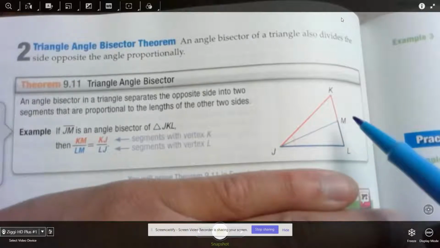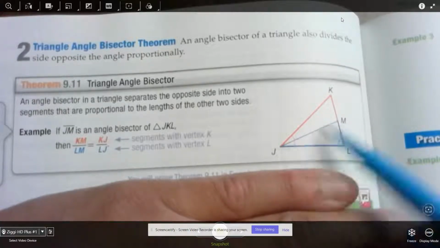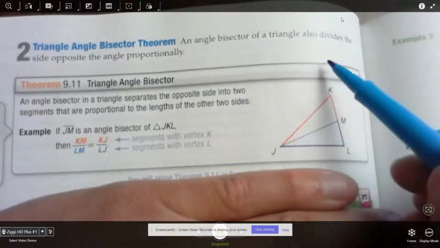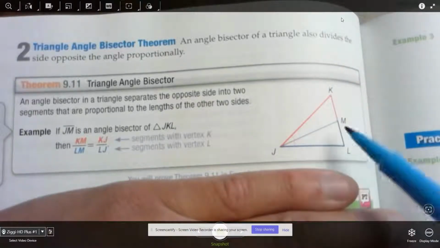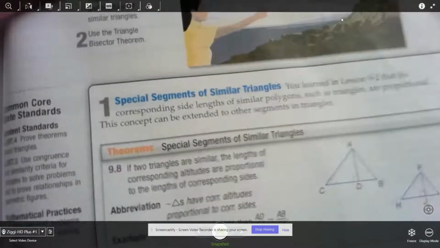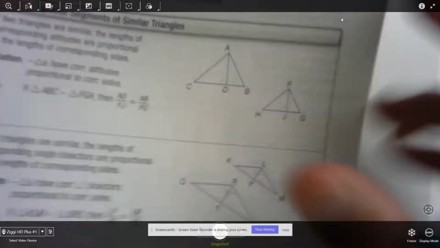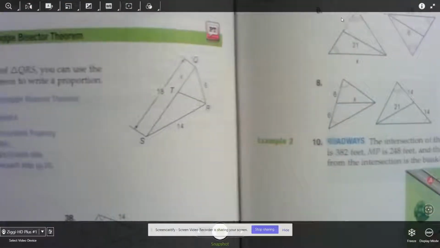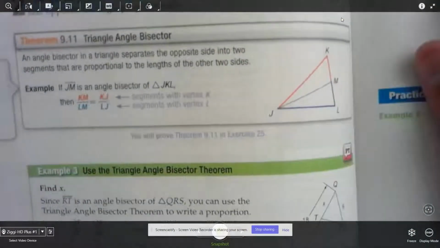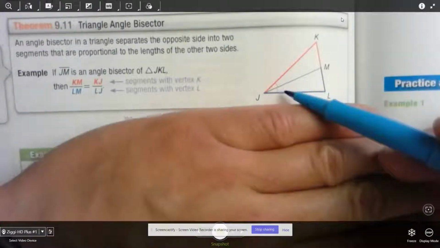Now, instead of making an actual proportion with JM with any other angle bisector, notice that we're only looking at one triangle this time, whereas before, you were looking at theorems comparing two different triangles. Well, here we're talking about within one triangle if you create the angle bisector. So what's interesting is we're not talking about two different triangles. We're talking within the same triangle.